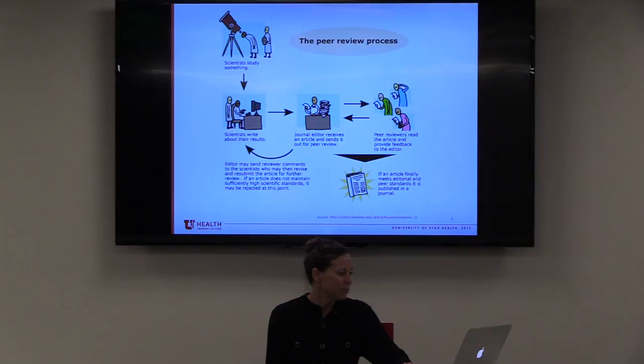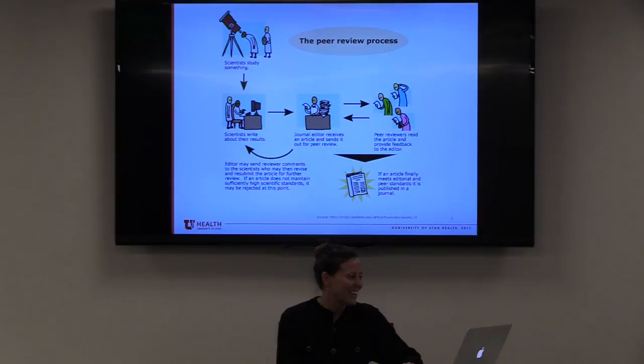So just a brief review of the peer review process. The basic idea of peer review is that when we conduct a study, we write about our findings. We submit it to a journal, and the journal editor sends it out to two or three people for peer review. Those peer reviewers read it, and they comment, usually on its strengths and weaknesses, and maybe something more structured, maybe not. And then the editor sends those comments back. We modify our reports accordingly, and a decision is made about publication.